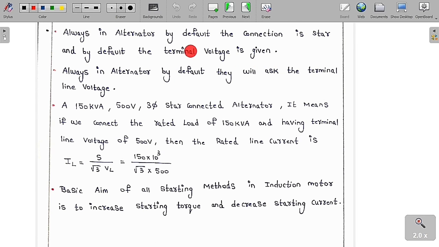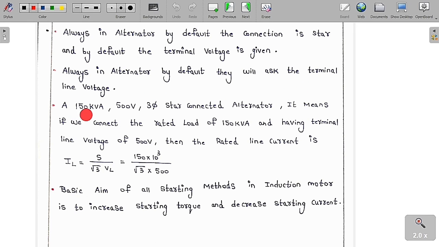In an alternator the armature coil within the stator will by default be in the star connection, and in the data they are going to give you the terminal voltage. Always in an alternator by default they will ask for the terminal line voltage only. See, in the question when they ask for voltage, it means the terminal line voltage. So always in alternator by default they will ask for the terminal line voltage only.